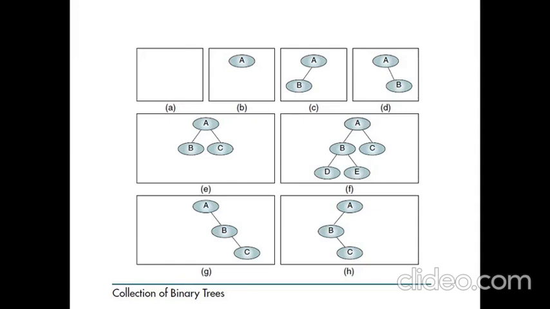And all these are also examples of binary trees. This is an empty binary tree. This is a binary tree of a single node, a binary tree of two nodes, and so on. So all these are various examples of binary trees. Now we are going to discuss various properties of binary trees.